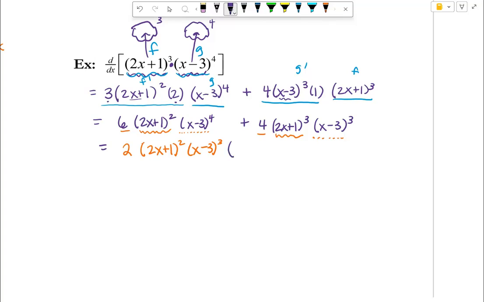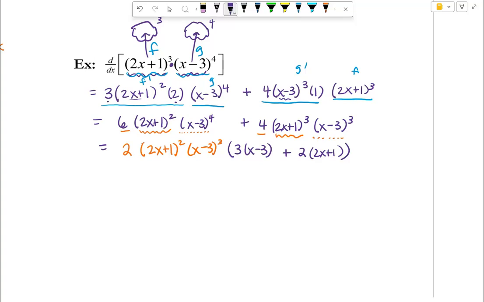Now, when I go back and I look at both terms, 6 divided by 2, I still have a 3. I divided out all my factors of 2x plus 1, but I still have 1 factor of x minus 3. In my second term, 4 divided by the 2, I still have a 2 there. I still have 1 factor of 2x plus 1, but I divided out all of my factors of x minus 3. So again, everything in orange in that line is my GCF. Everything in purple is what remained from those factors.